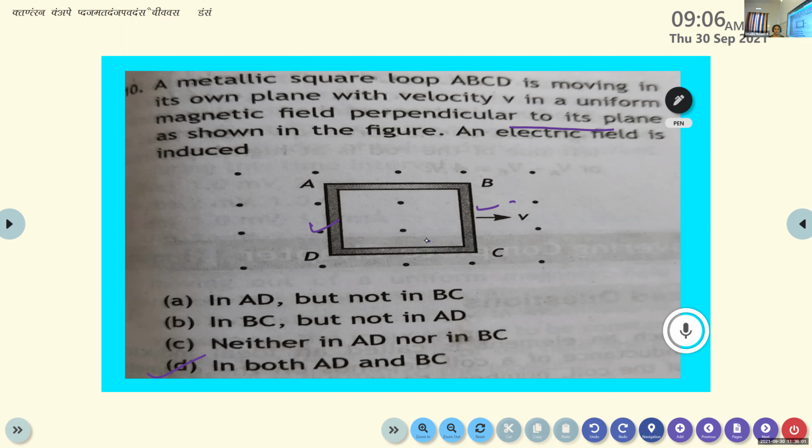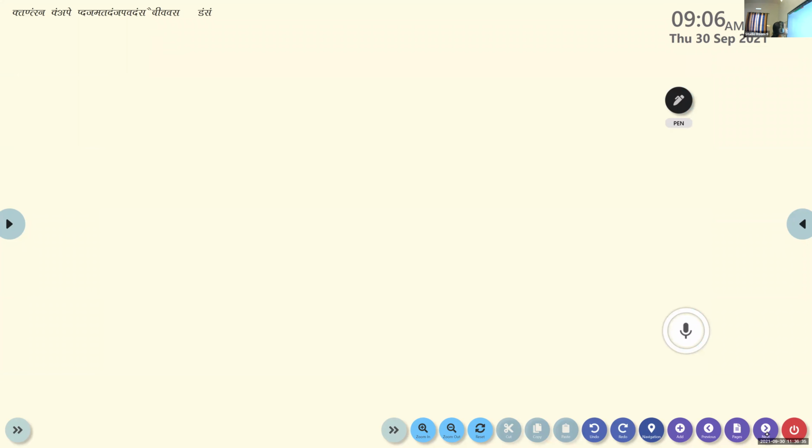Because it is a metallic square loop, it consists of free electrons. They are the charge carriers of the conductors. Whenever it moves in a uniform magnetic field, the magnetic flux associated with it changes. That is the basic principle of this chapter, electromagnetic induction. Whenever a magnetic flux changes, an EMF is induced. That induced EMF is what we call motional EMF, which will lead to the generation of an electric field in both these sides, AD and BC. Okay, the next question.